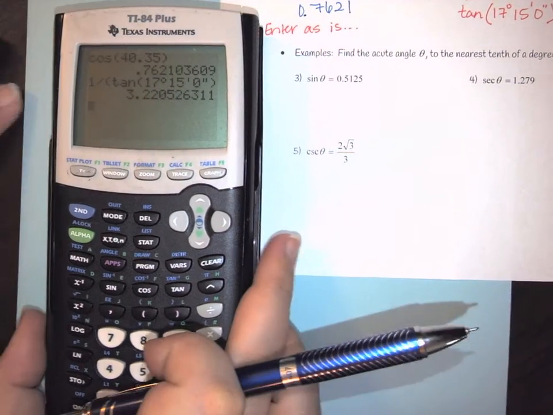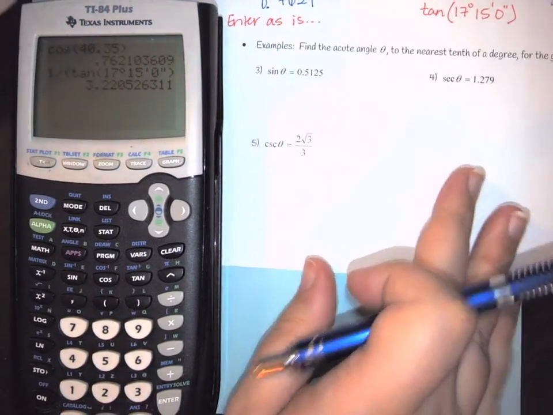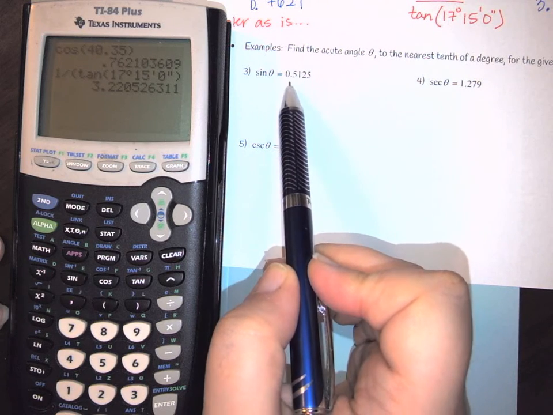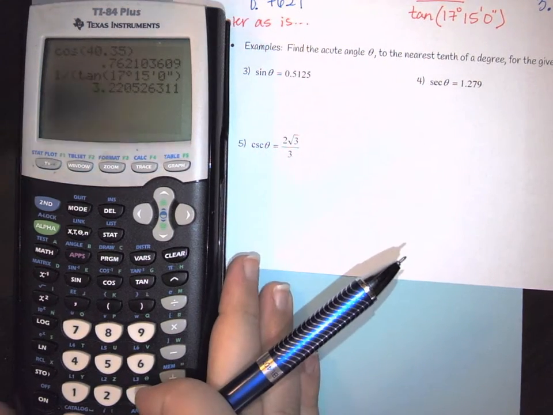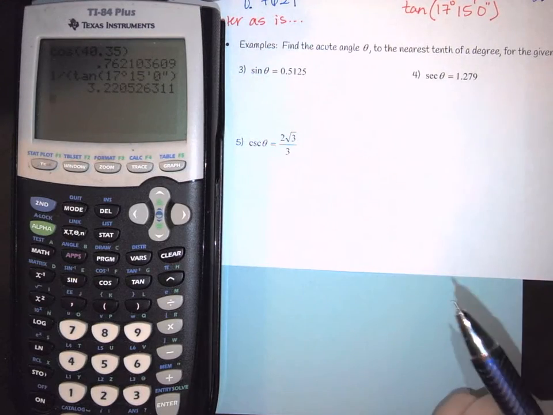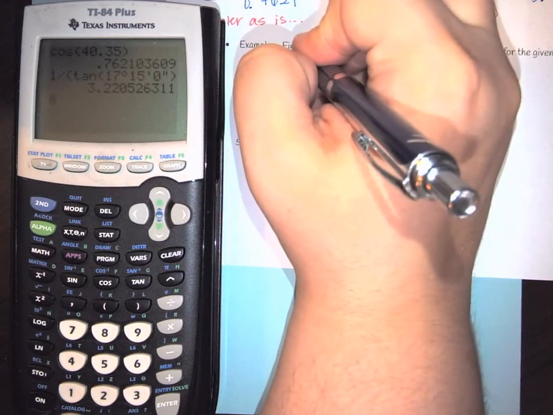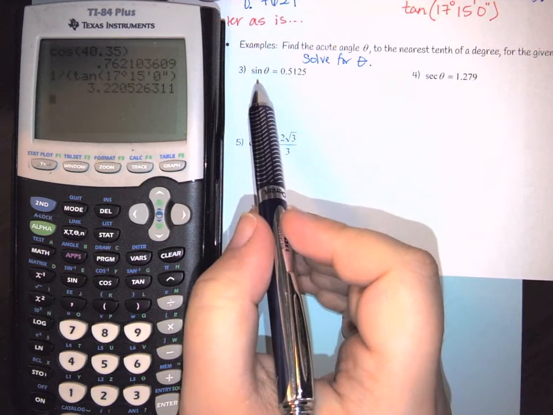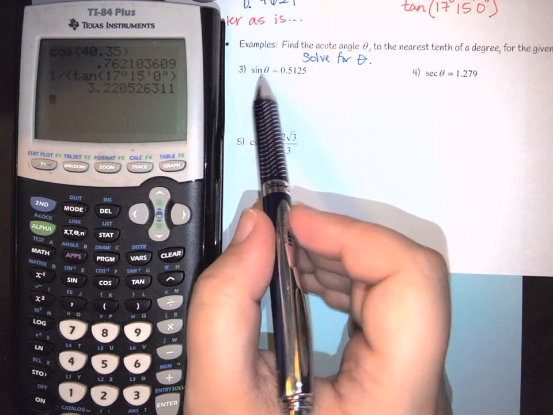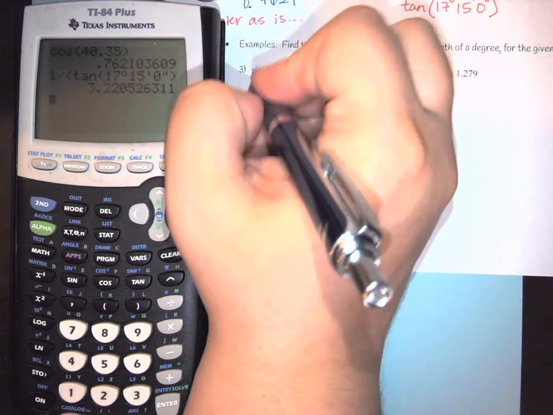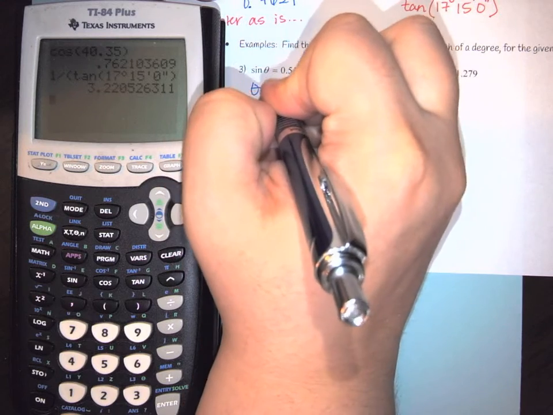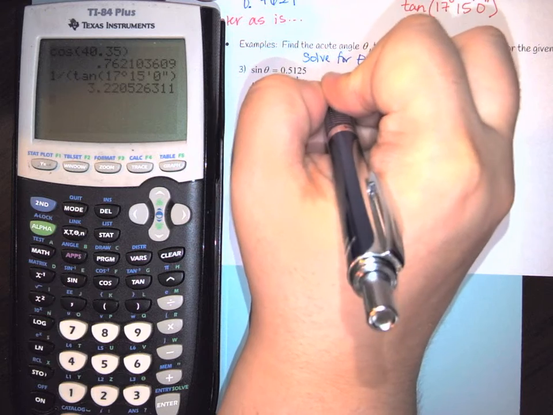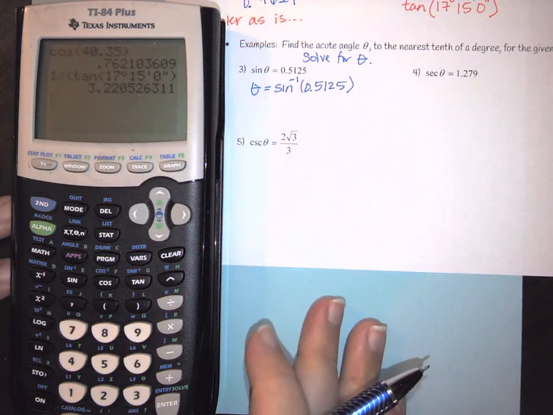And so for the first one, we want to find the degree measure when sine of theta is 0.5125. Essentially, what we're doing is solving for theta. If I'm going to solve for theta, that means I'm dividing everything by sine. So in this case, theta is going to be sine to the negative first of 0.5125. This is the math that we're actually looking at.